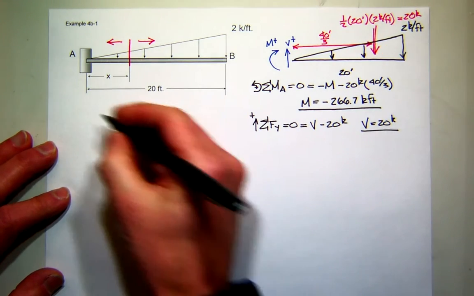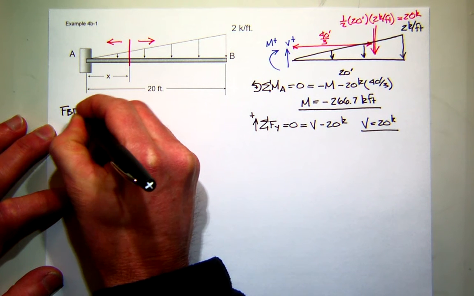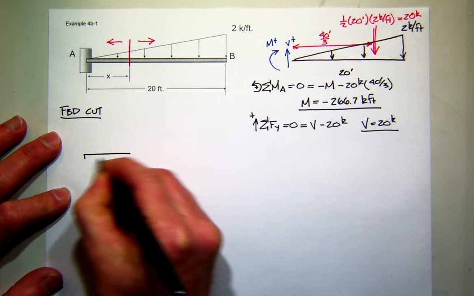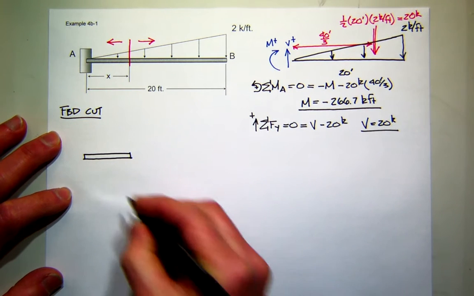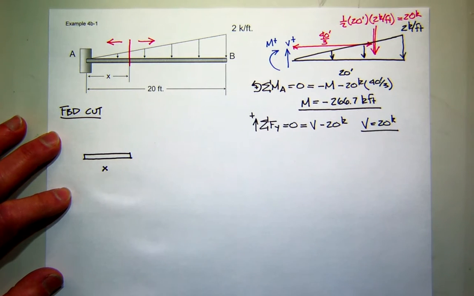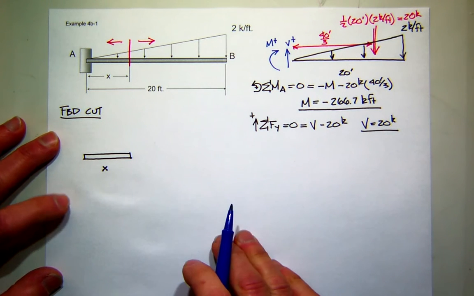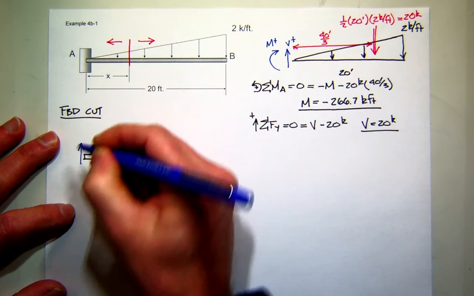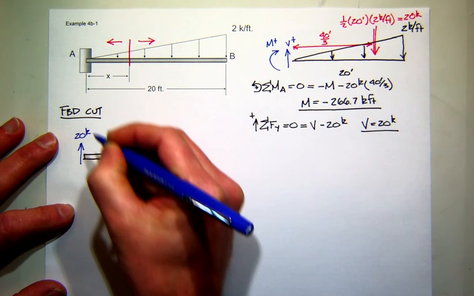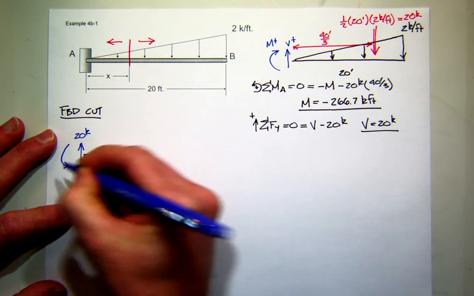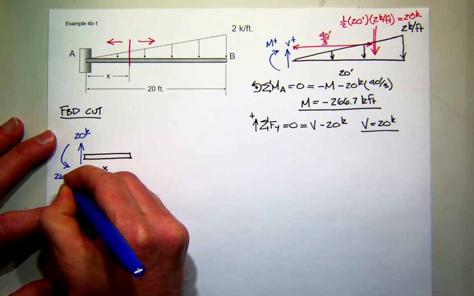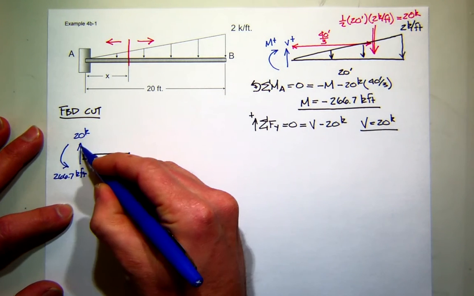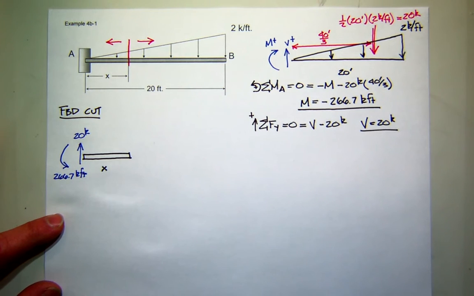Okay? So now let's go to the free body diagram for our cut section. So I'll assume the beam has some depth, and now we're going to say it's of some length x. Now I'm going to apply my shear force, which I found 20 kips, and my bending moment, which I found 266.7 kip feet. Positive shear force, negative bending moment.